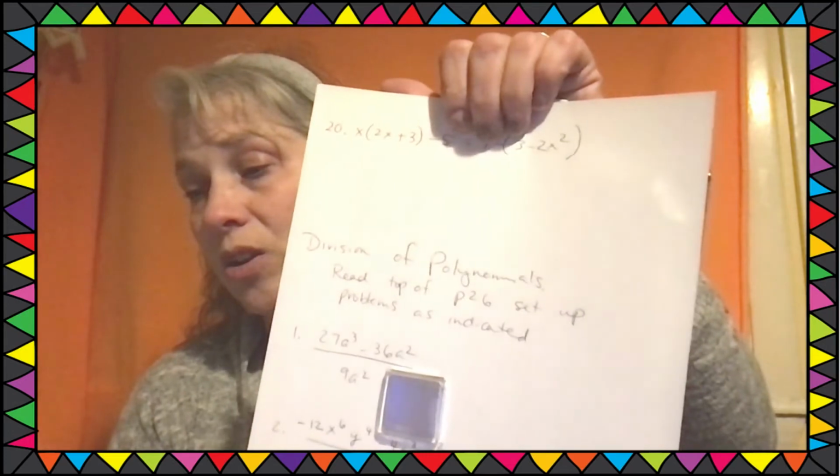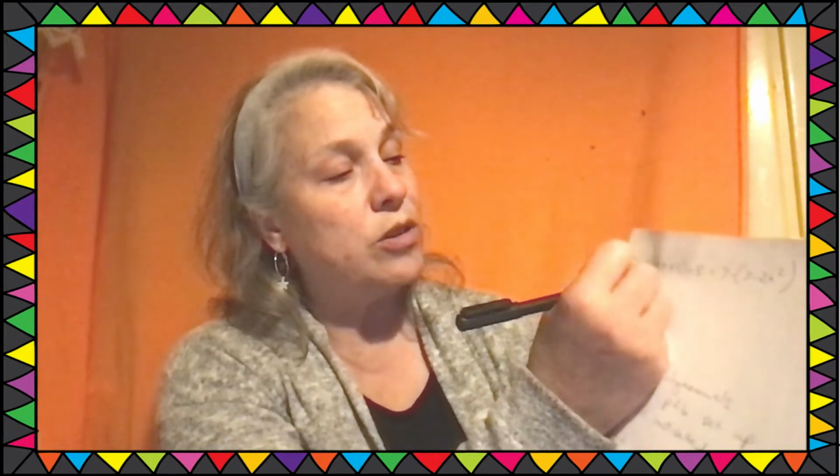number 20. I did a lot of the binomial multiplication. I'm hoping that you're good with those. If you have any questions on page 24 to 25, please let me know. Okay, so number 20, we are again going to solve and verify. So you're going to multiply x times 2x is 2x squared, plus x times 3 is 3x minus 5.